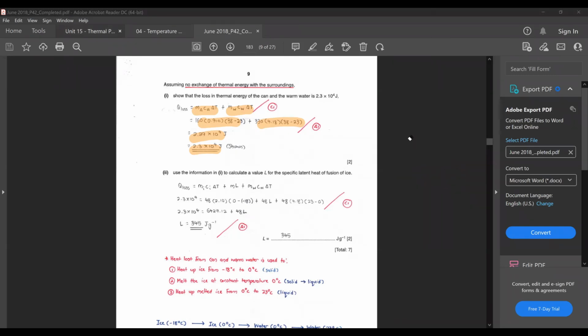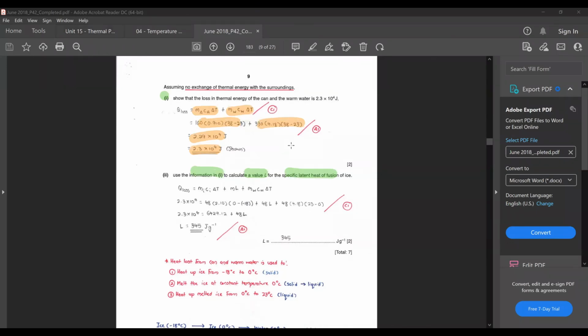Okay, then after that, last one. Use the information in one, which is this one, to calculate a value L for the specific latent heat of fusion of ice. What is the specific latent heat of fusion of ice?